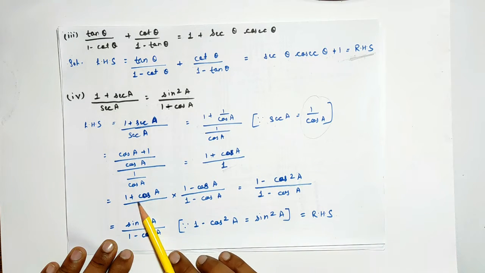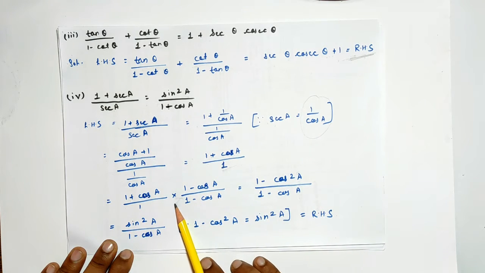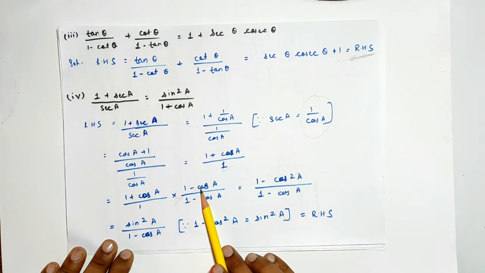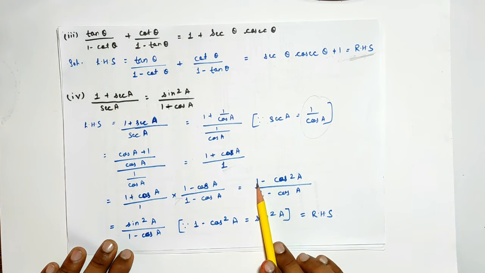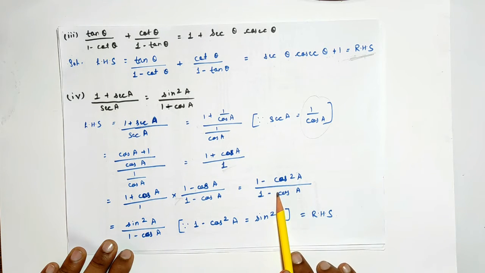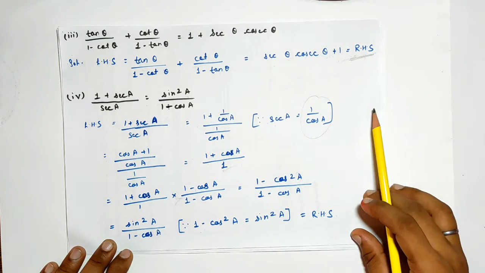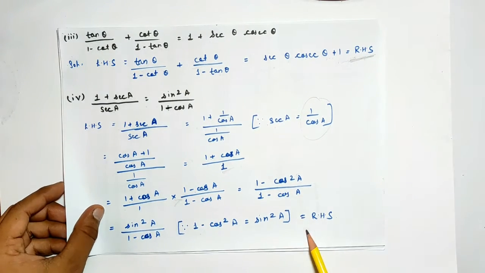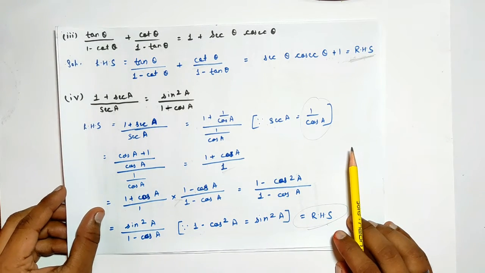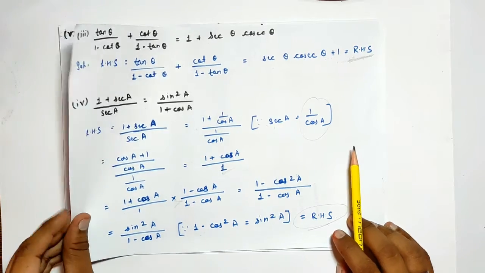After this, (1 plus cos a) upon 1 into (1 minus cos a) upon (1 minus cos a) is equal to (1 minus cos square a) upon (1 minus cos a), which is equal to sin square a upon (1 minus cos a), because 1 minus cos square a is equal to sin square a, that is RHS. So RHS is 1 minus cos square a is equal to sin square a.